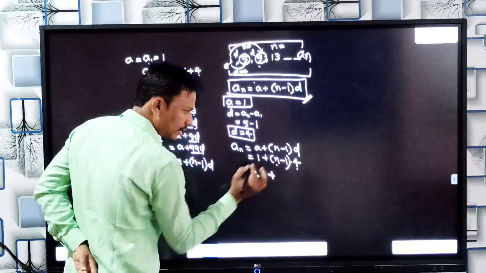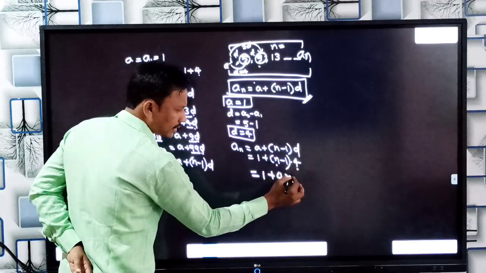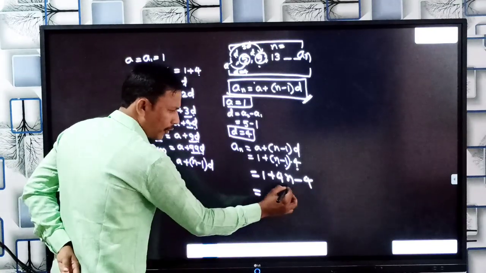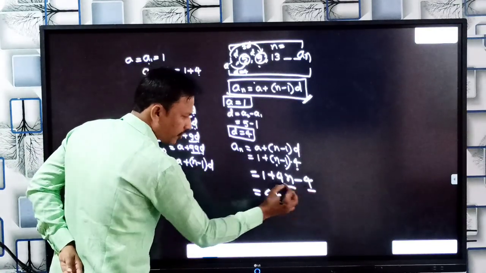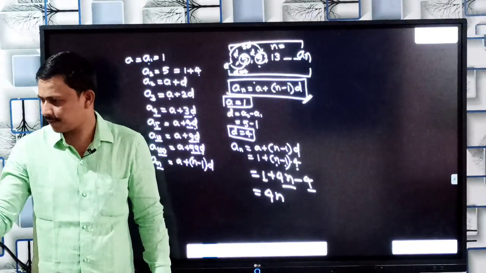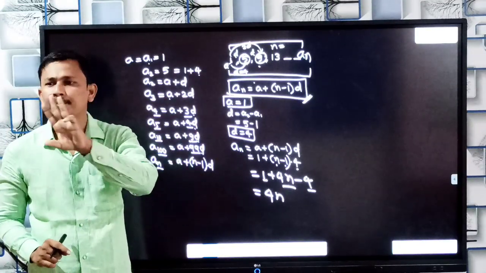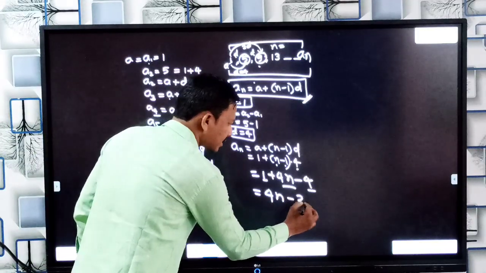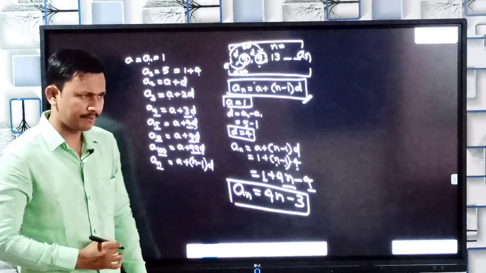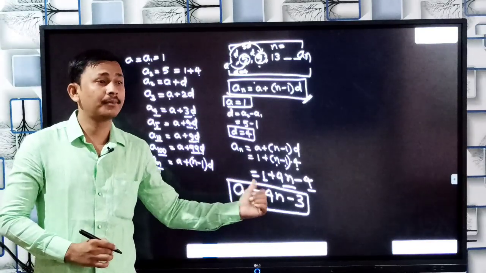4n. ಇಲ್ಲಿ ಏನು ಇಲ್ಲ ಏನಪ್ಪ multiplication. 4 into n, 4n. 4 minus 4 into 1, 4. This is equal to 4n as it is, minus 4 plus 1, minus 3. ಇಲ್ಲಿ ಏನು ಬರಲಪ್ಪ, minus 3. That means what? an is equal to 4n minus 3.